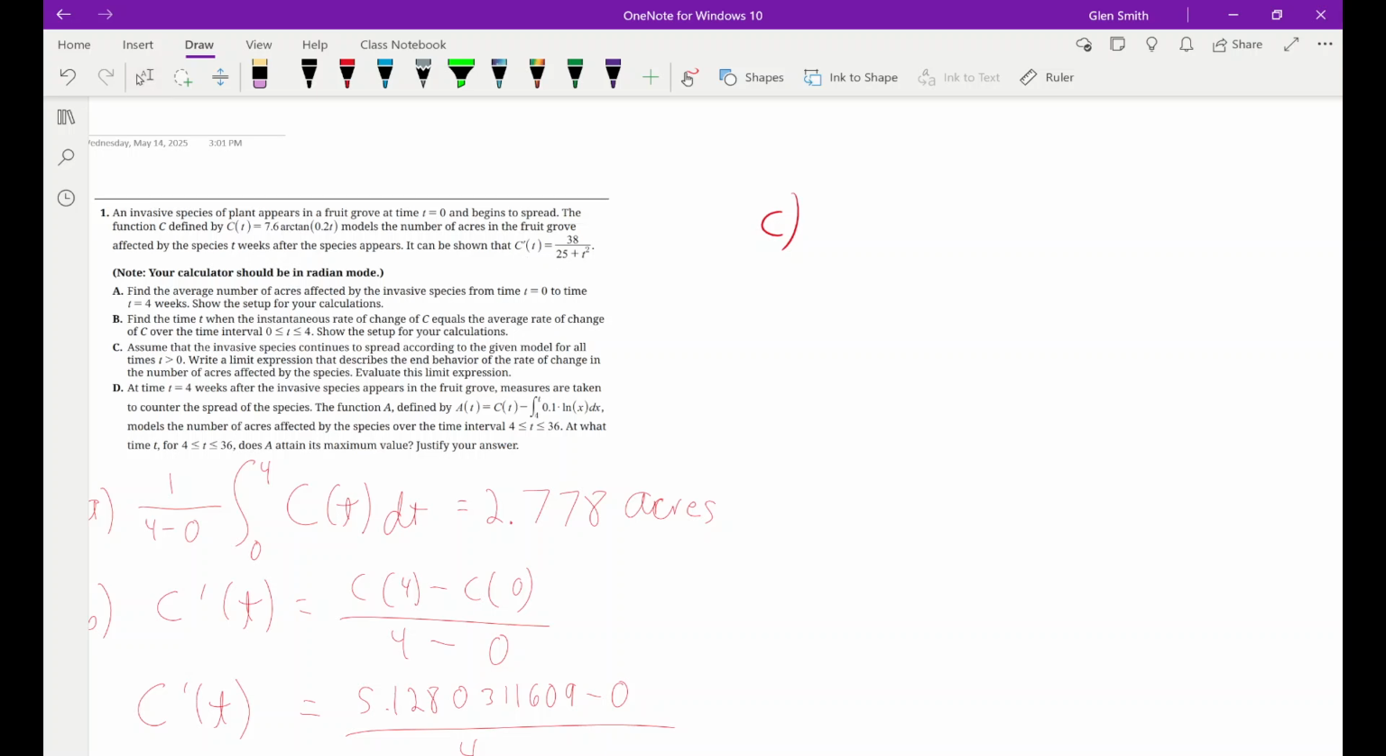Okie dokie. And again, we have that the invasive species of plant appears in a fruit grove and begins to spread. The function models the number of acres that are affected by the species. Okay, so write a limit expression that describes the end behavior of the rate of change in the number of acres affected by this limit.